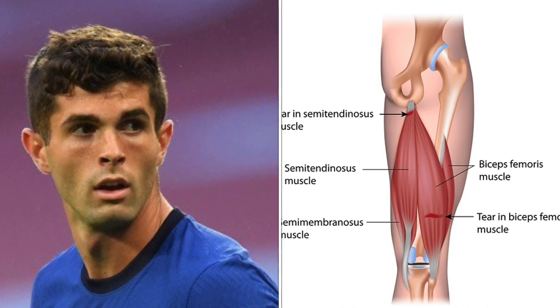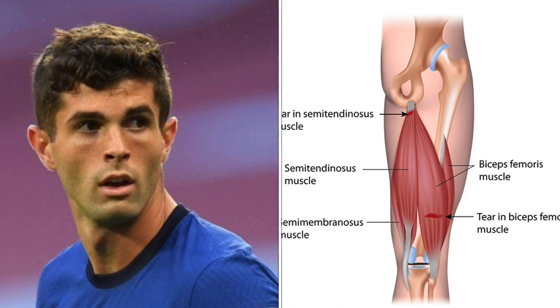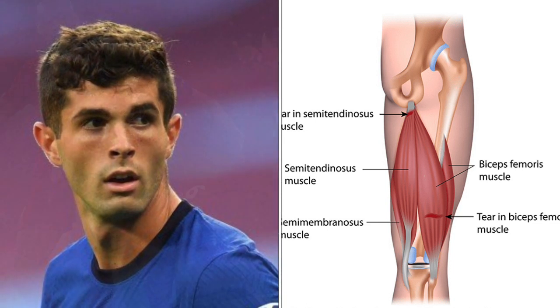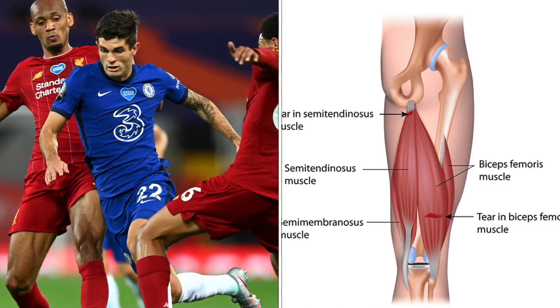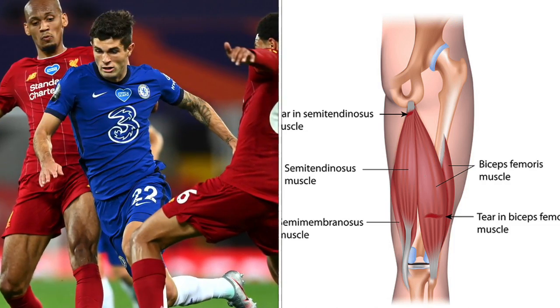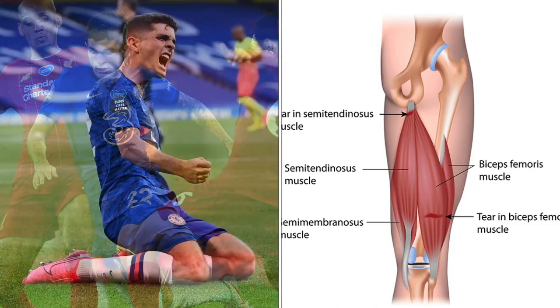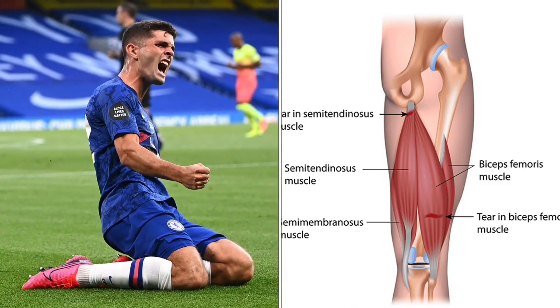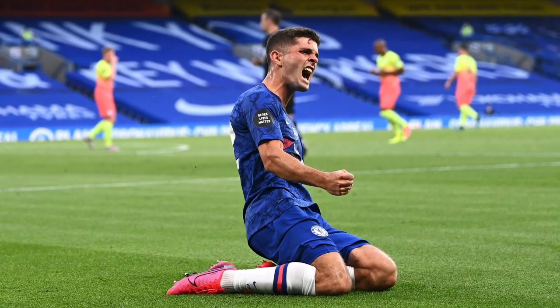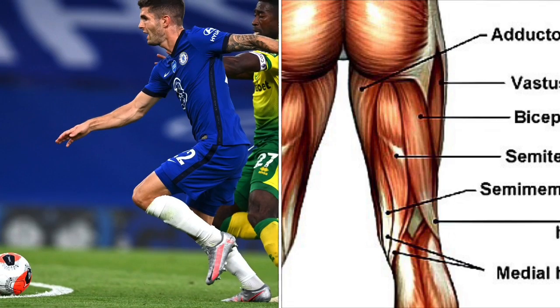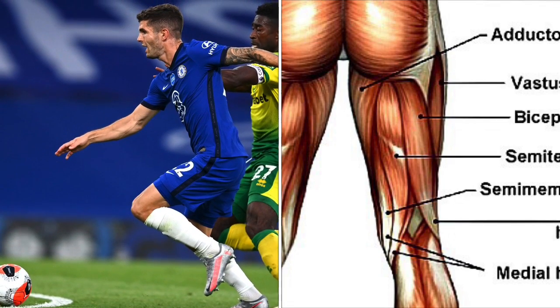Now, an adductor strain is usually going to happen when there's some forced or resisted adduction, where the leg is trying to be brought back in towards the body. Think about if Pulisic was going to kick the ball and as his right leg swung forward, he suddenly ran up against another player's foot. That forced adduction of those muscles firing would predispose them to getting torn.